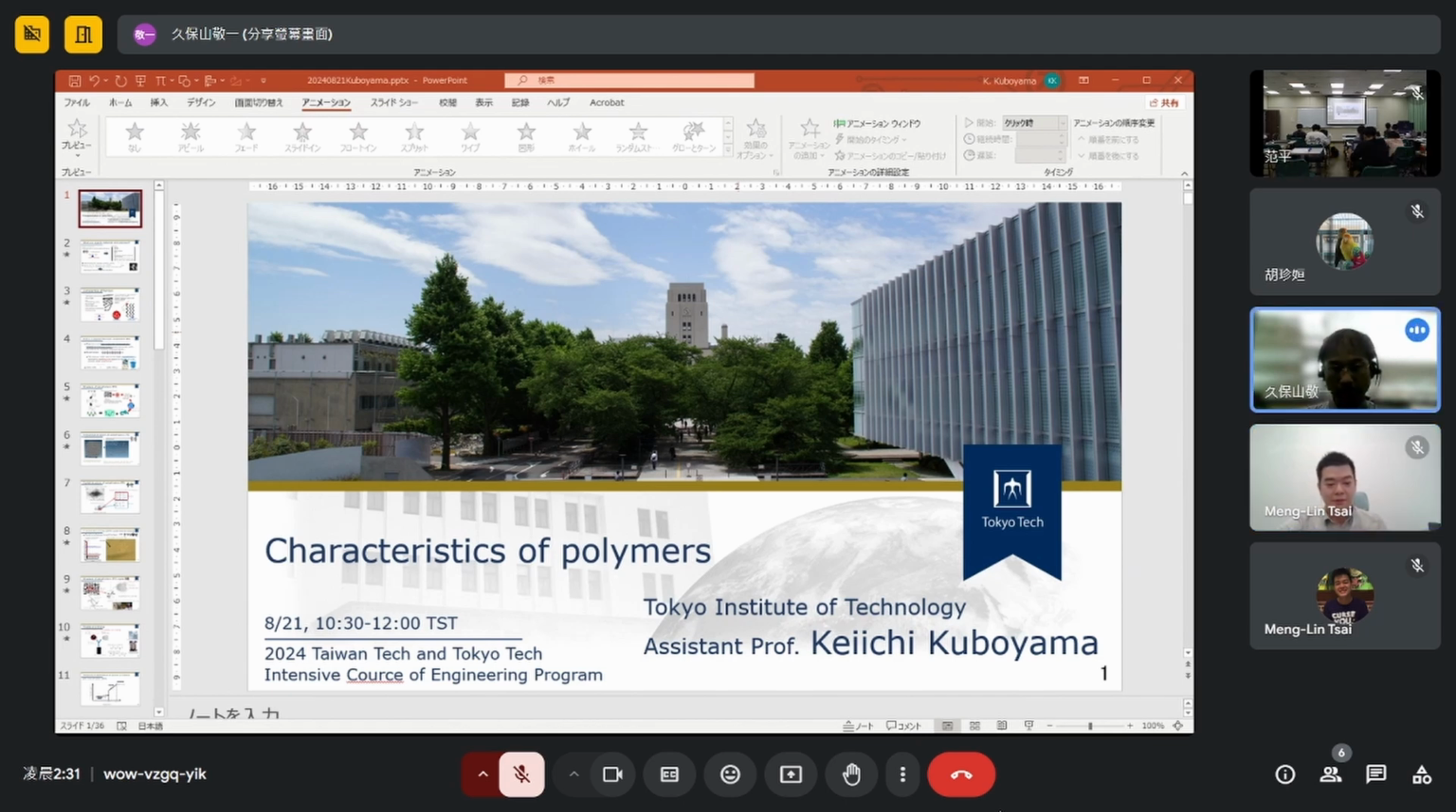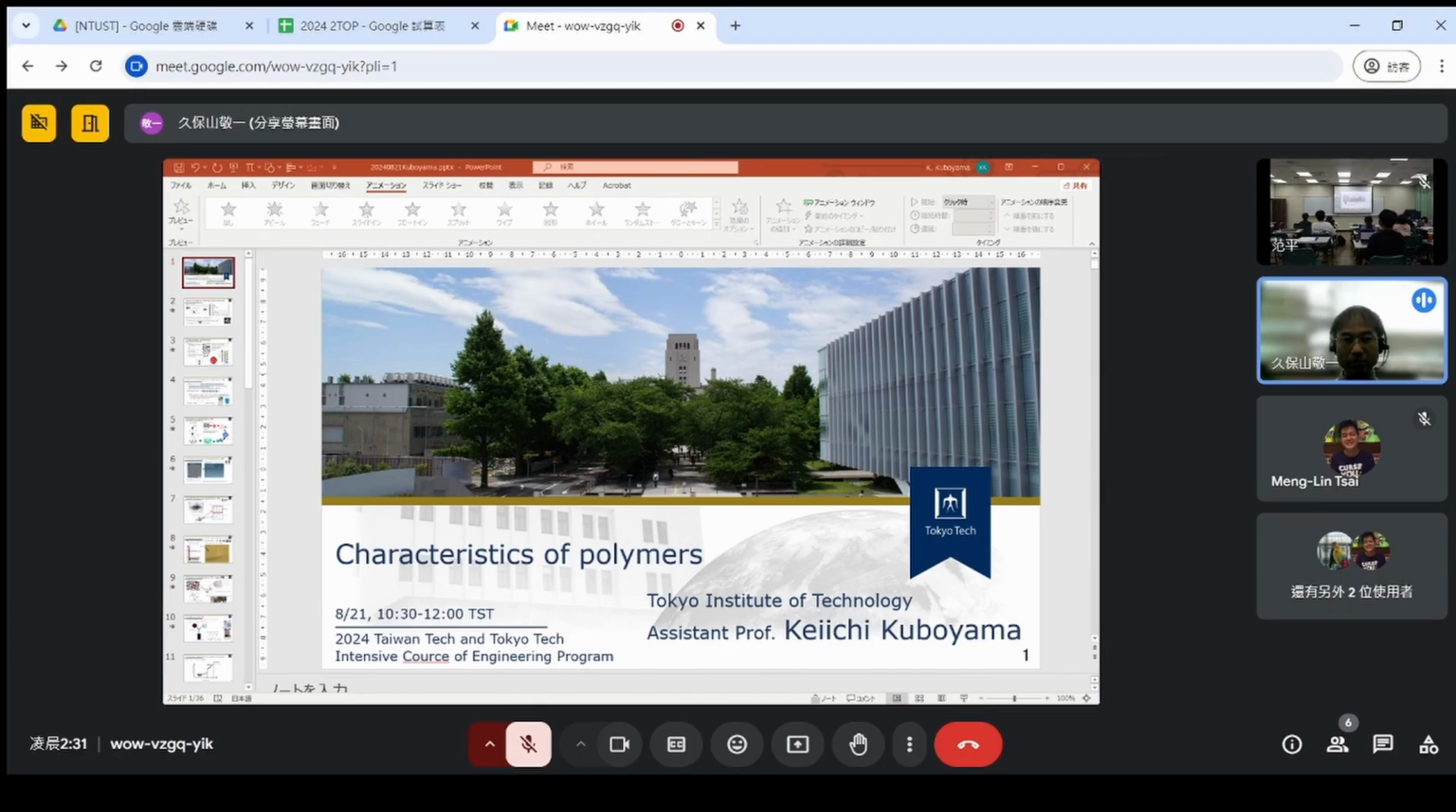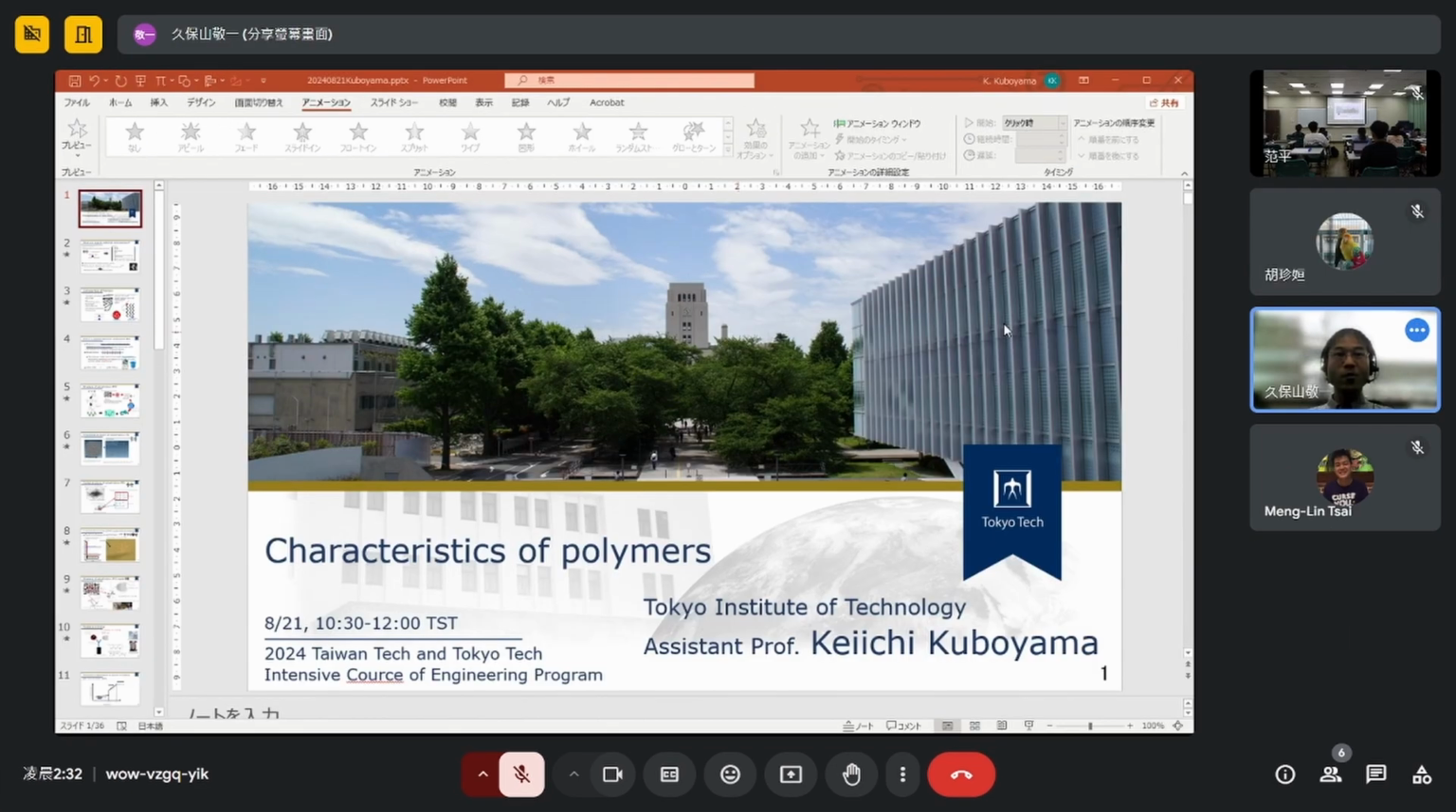Thank you for your kind introduction. Today, I'd like to introduce you to the characteristics of polymers because maybe most of you, your major is not polymer science. So today, I'd like to introduce you to the fundamentals of polymer characteristics. Okay, so let's start from the organic materials.